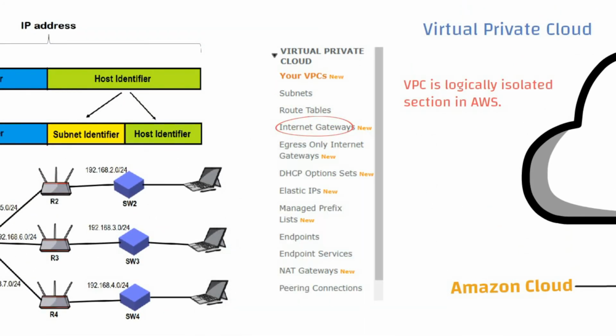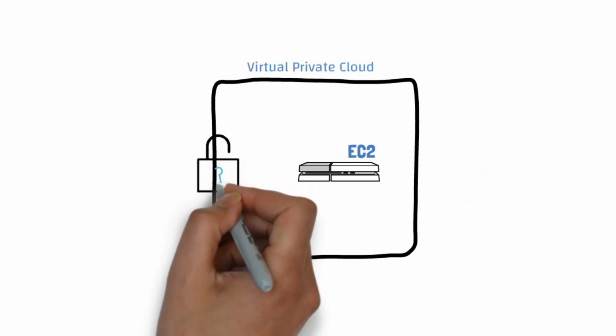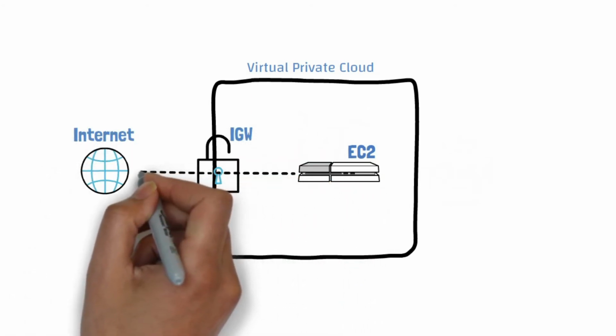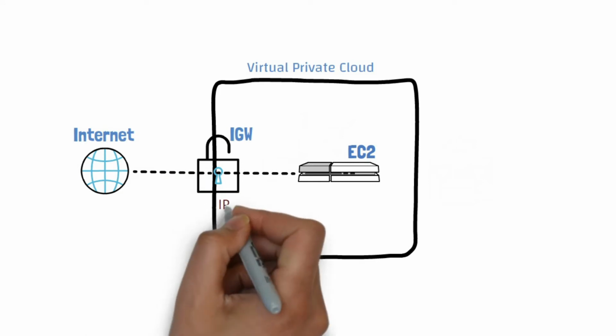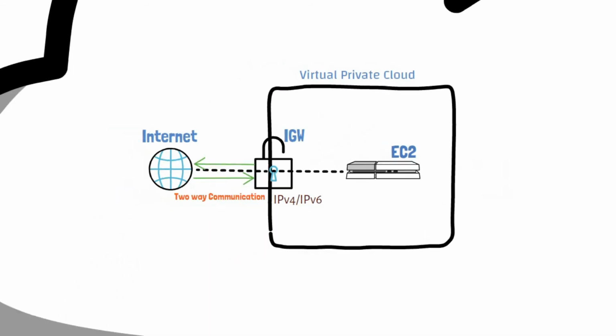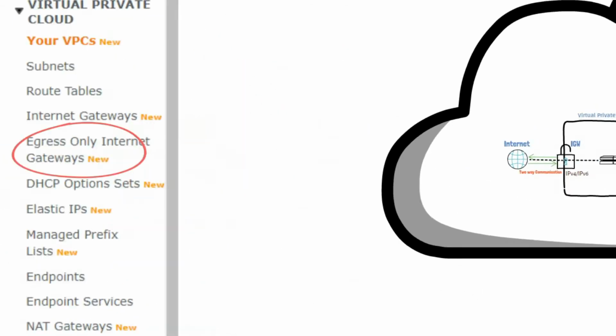Next is Internet Gateway. Internet Gateway is an important component in VPC that allows communication between your VPC and the Internet. An Internet Gateway supports IPv4 and IPv6 traffic, and it allows resources from the Internet to initiate communication with VPC instance over Internet. Then there is another gateway called Egress Gateway.